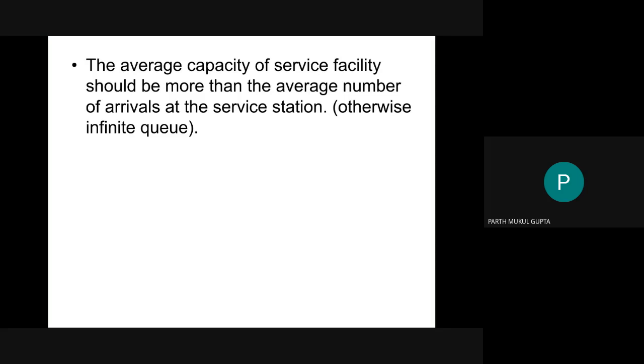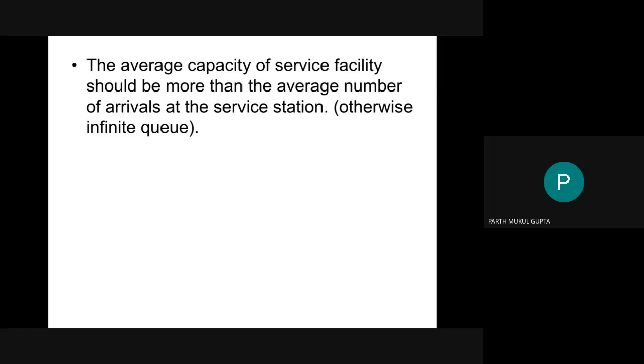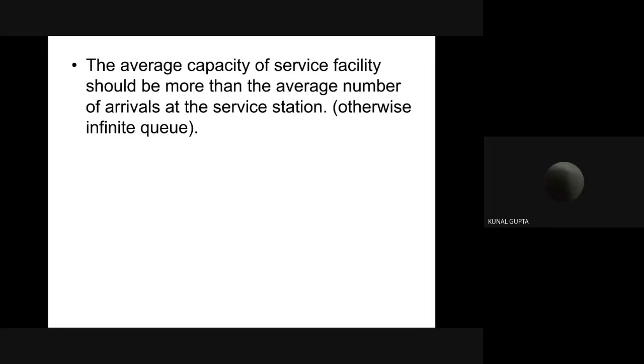Now the question arises: if the service facility capacity is more than the arrival rate, then why is there a queue? Can anyone answer? If I'm saying that it is the necessary condition to solve the congestion that the capacity of the service facility must be more than the average number of arrivals, then there should not be a queue. But still, why is there a queue? Sir, the number of customers arriving in a time period can be greater than the average number of customers. Yes.